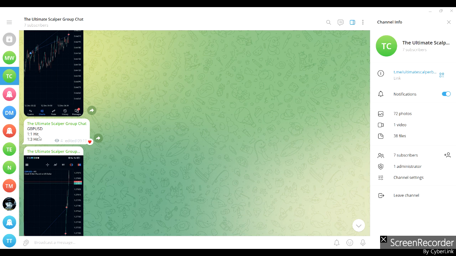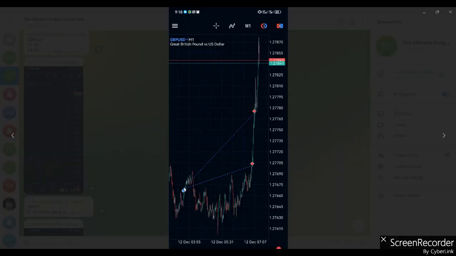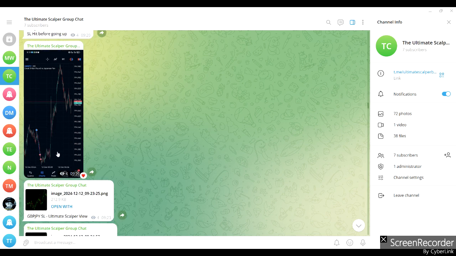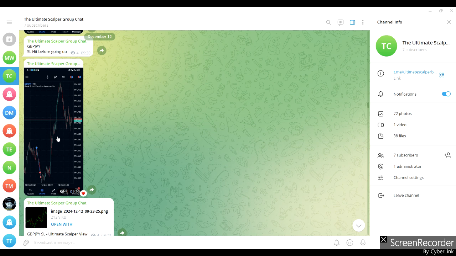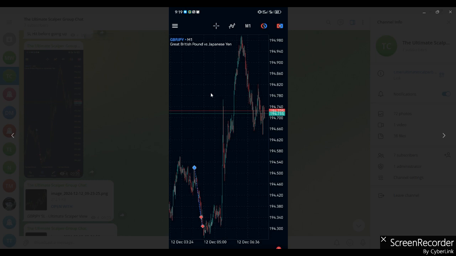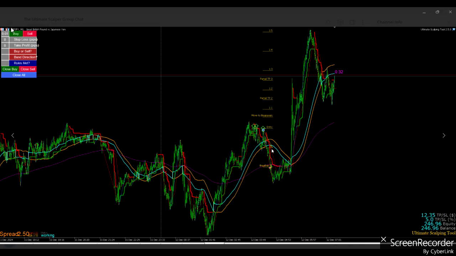GBP USD also, one trade hit 1:1 and the other one hit 1:3. There we go. This is how it was looking. And then we had the stop loss hit on the third trade, GBP JPY. We bought, and after hitting our stop loss, it went up. So, but it happened. This is how it was looking on my indicator on the computer. So yeah, tough luck.